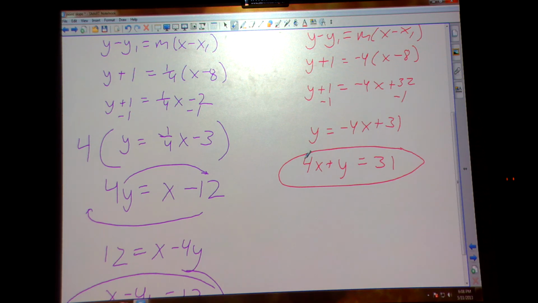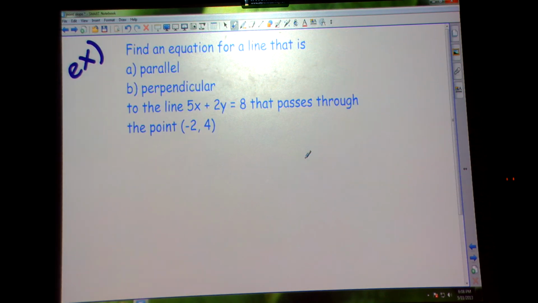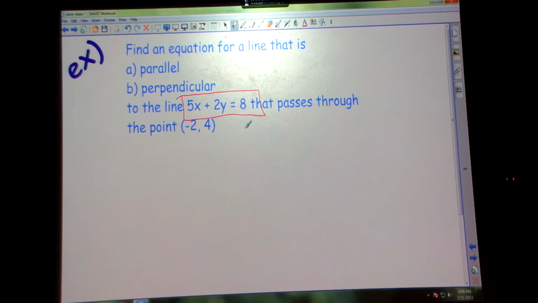I think we have one more and we're done. It's the same thing. I want parallel and perpendicular lines to this other line, passing through this point. But this is a little different because this is not in point slope form. And do not make the freshman mistake of going, oh, slope is 5 because that's in front of the x. No, it's not. We're going to have to put it in slope intercept form to find the slope.